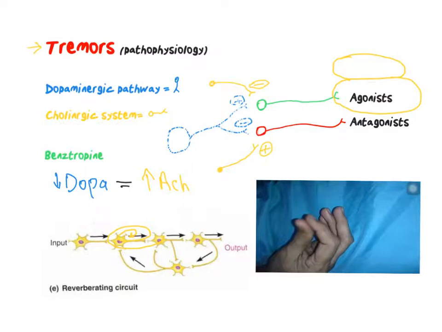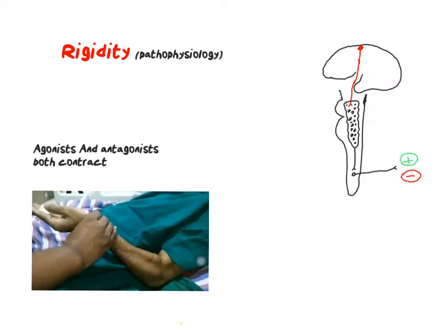Now that's the reason that we give benztropine, which is an anticholinergic drug, and this anticholinergic drug will inhibit the cholinergic system, so it helps to relieve the tremors in Parkinson patients.